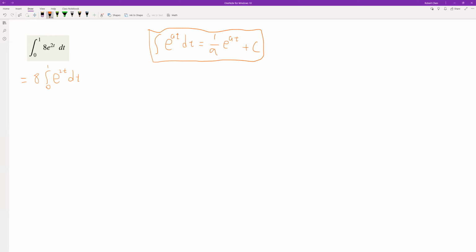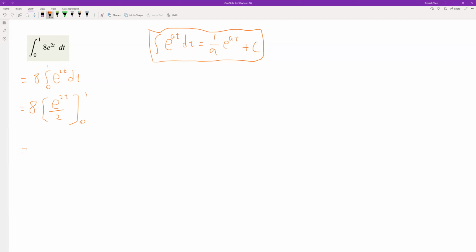All right, so let's do that. To integrate this, we have e to the 2t, that stays the same, and then we need to multiply by 1 over a. So 1 over a is 1 over 2 in this case, so it will be over 2, from 0 to 1. Now notice that I'm dropping the c here because we are working with a definite integral, and we showed in our previous example that the c from a definite integral is going to be eliminated, so we don't have to write it in this case.